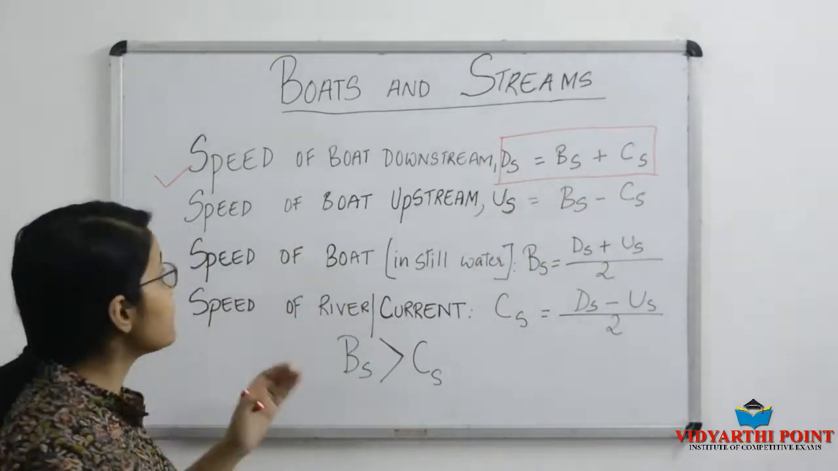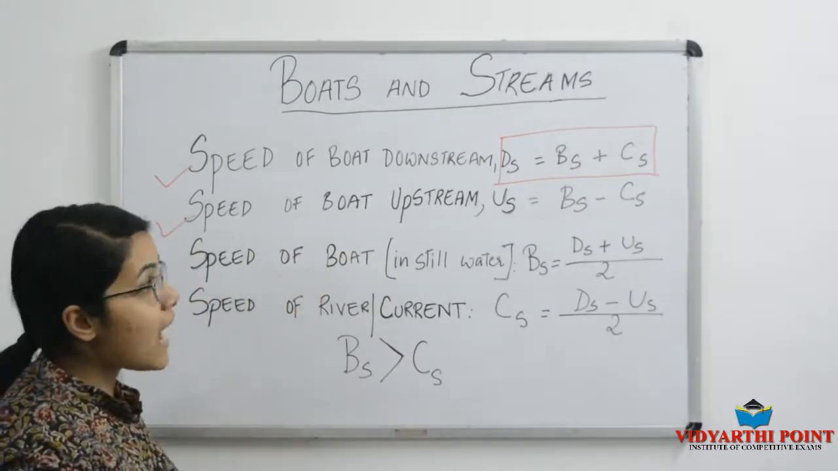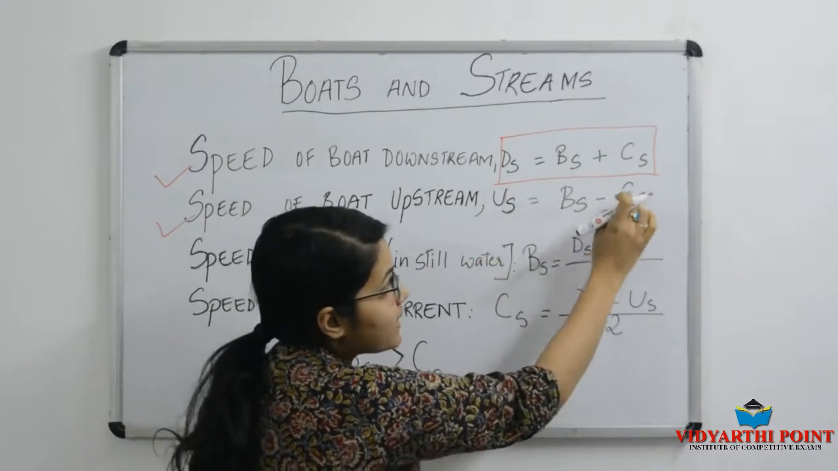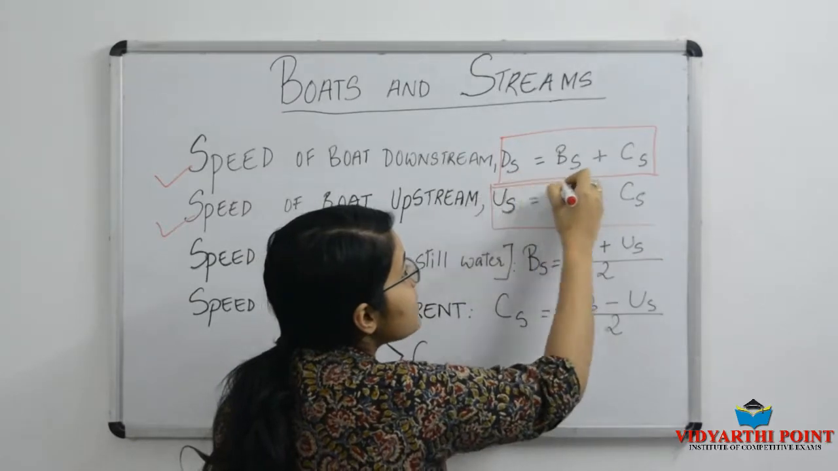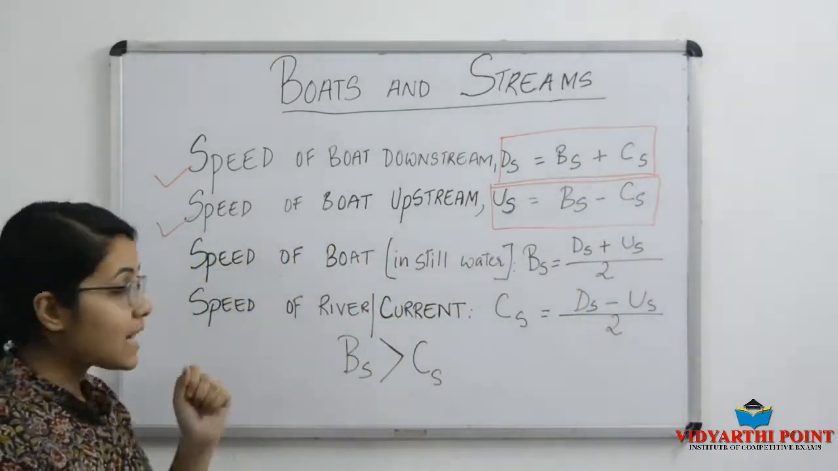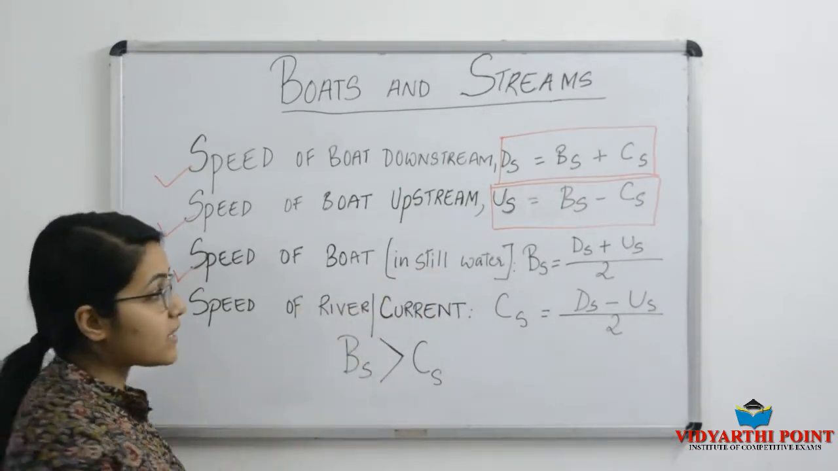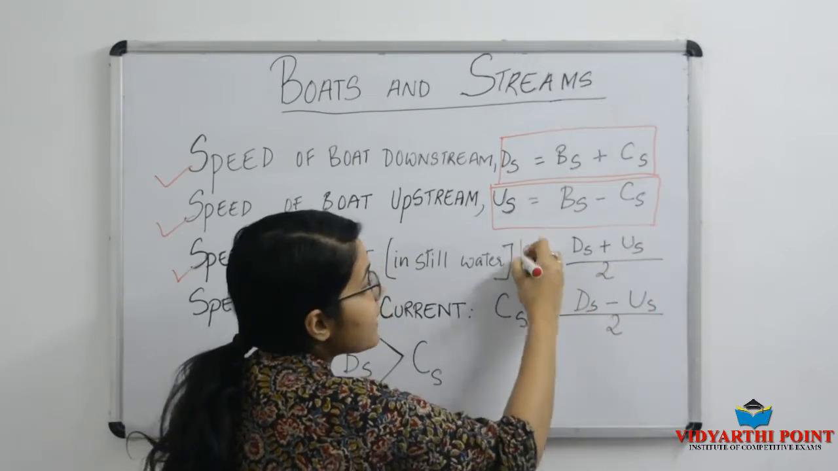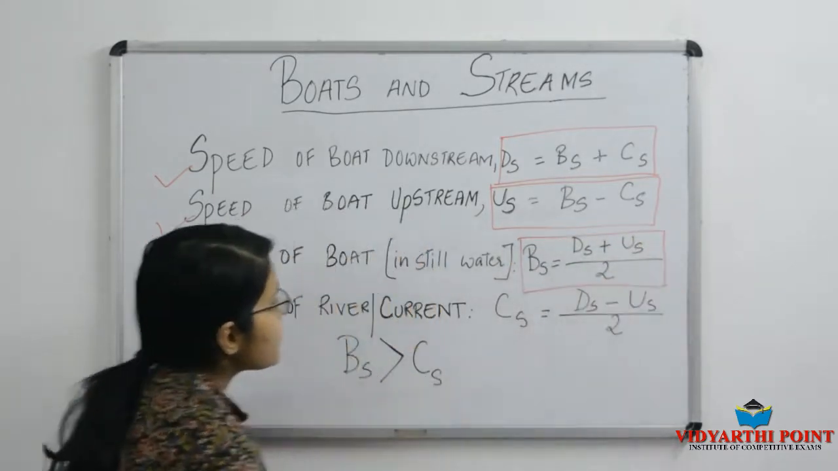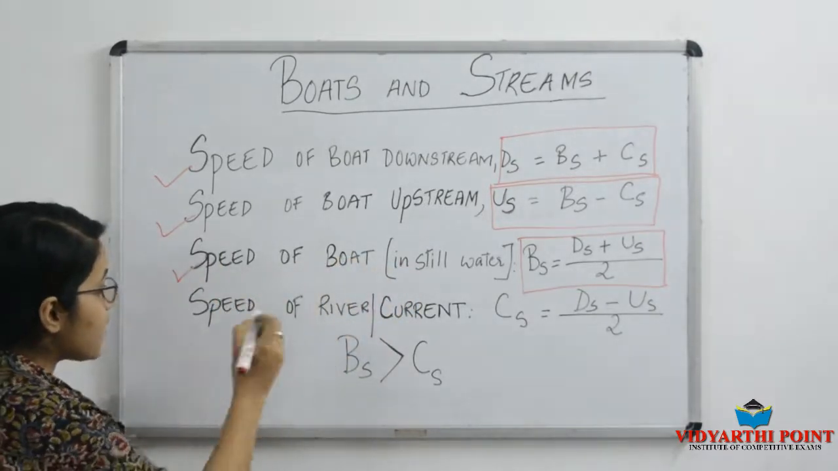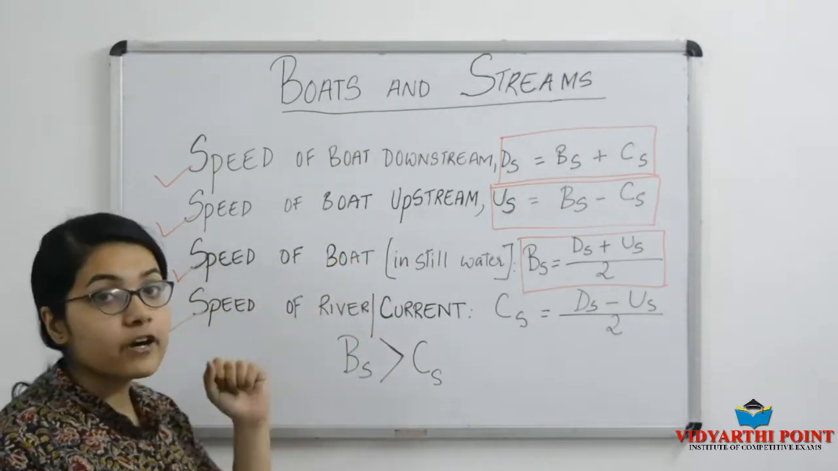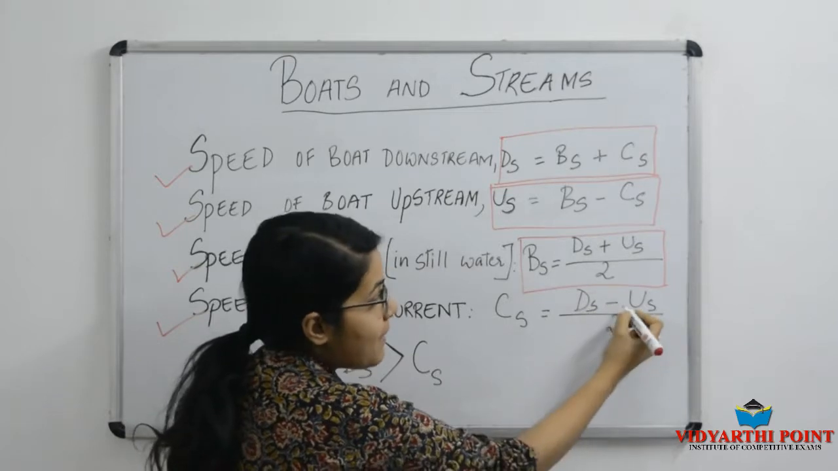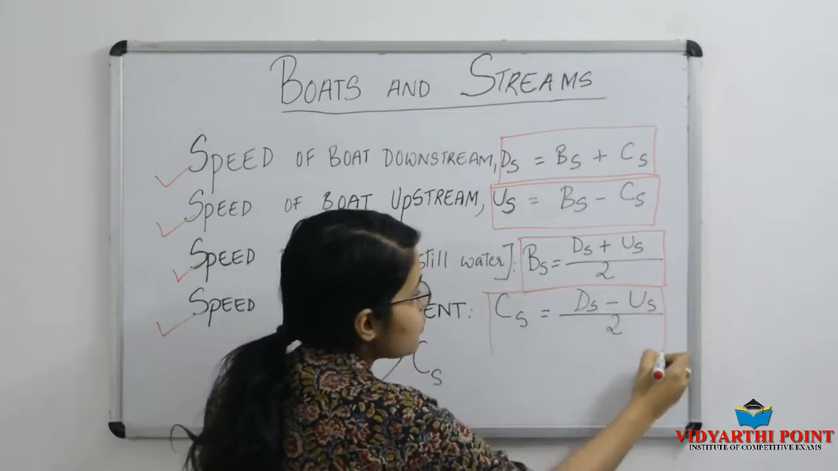downstream speed. Again, next we have speed of boat upstream, which is denoted by US, equal to speed of boat minus speed of current. So, this is the formula for the upstream speed. Now, speed of boat in still water, that is BS, equals downstream speed plus upstream speed divided by 2. This is the formula for speed of boat in still water. And then we have speed of river or current, which we indicate by CS, which is equal to downstream speed minus upstream speed divided by 2.